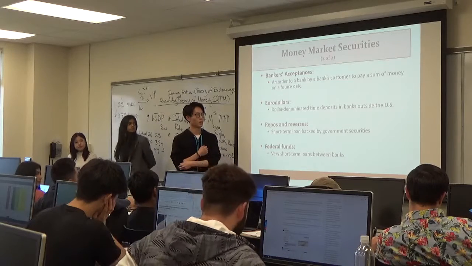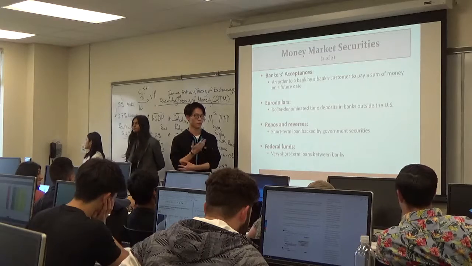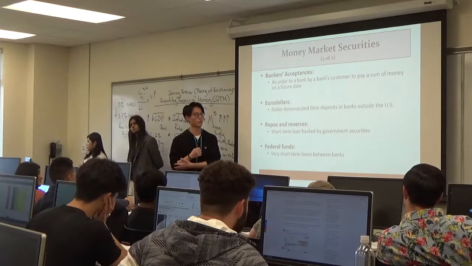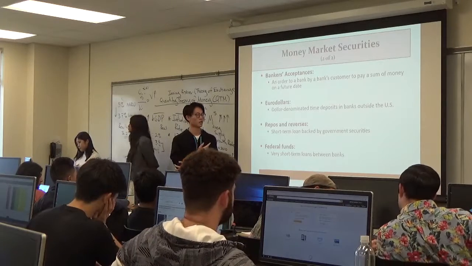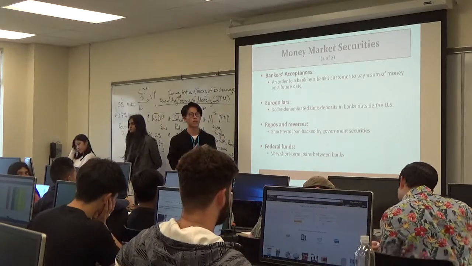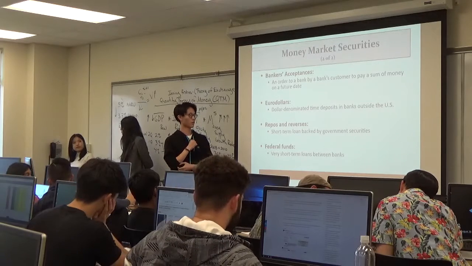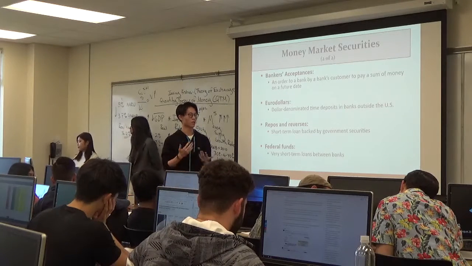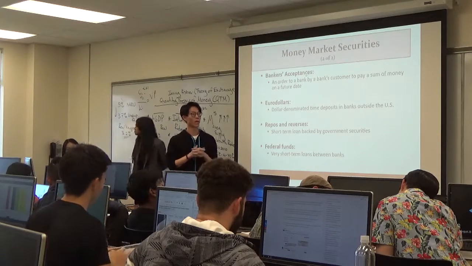And then repos and reverse repos. A repurchase agreement is a short-term loan backed by collateral. And then lastly, we got federal funds, which is basically a very short-term loan between banks. And remember, it's between banks only.